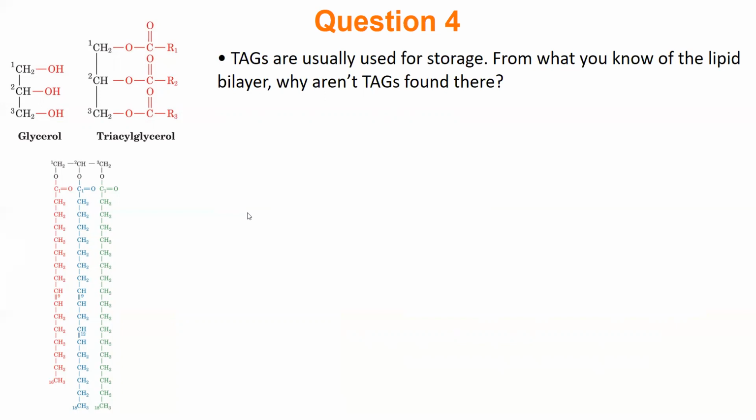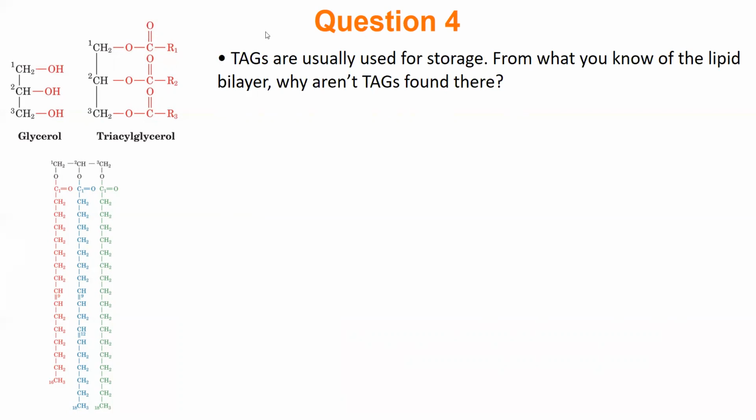But why wouldn't you find a tag just randomly in the plasma membrane? Why couldn't they accidentally go there? What are tags missing that lipids in the plasma membrane have, just speaking biochemically? Receptors, the lipids themselves don't have receptors. Receptors are generally big protein complexes, so it's not that.